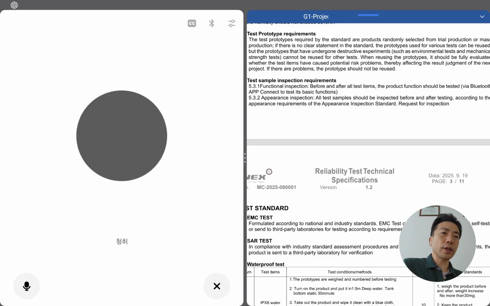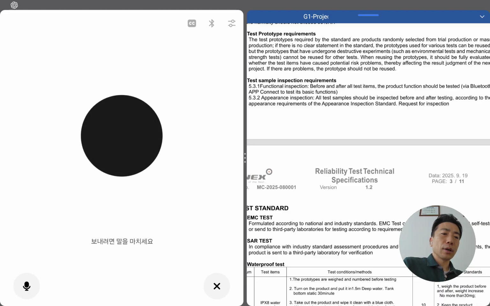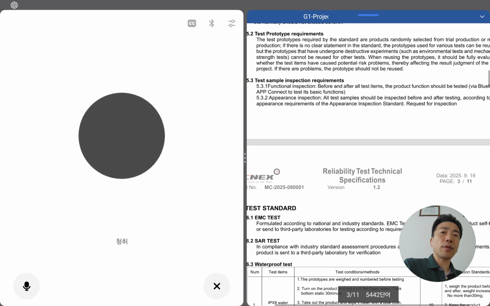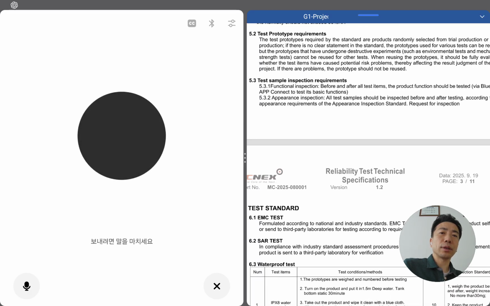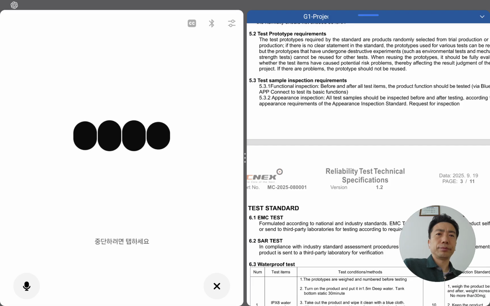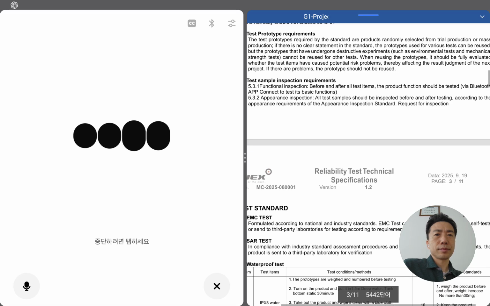GPT, I'm not sure you finished this whole paragraph. Go ahead. Please read that one more time with the whole paragraph. I mean the 5.2 paragraph. Sure, David. Here's the full paragraph for 5.2 test prototype requirements.